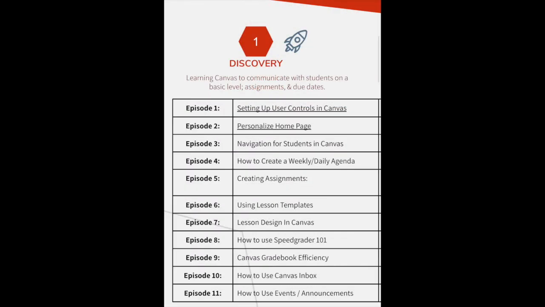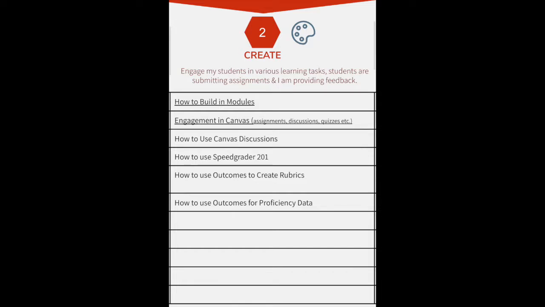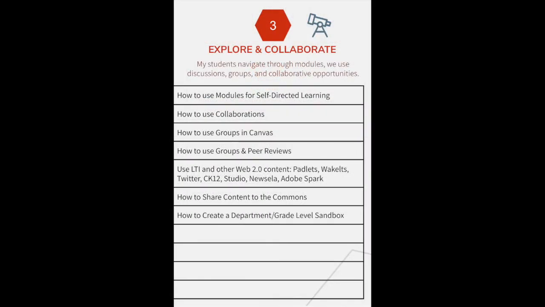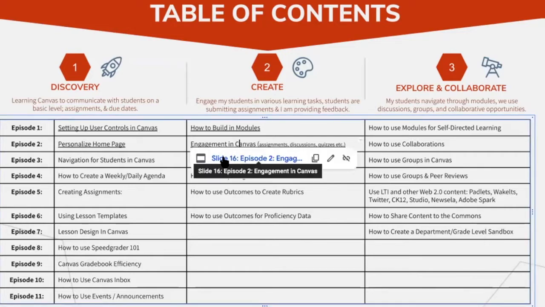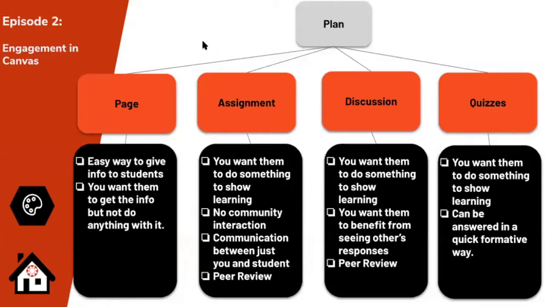Just so you know how it's working, we have 3 different levels and they correspond to the Canvas agreements. We are right now in episode 2. We just finished personalizing your homepage, which is discovery level. And right now we are in the create level, level 2 of our Canvas agreements. And it is engagement in Canvas, specifically assignments, discussions, quizzes. So this is hot linked for you. And after we finish each session, we will be putting the recording of the session on that page. So this is going to be a slide deck that builds, and you're welcome to come back to it for resources and for content.